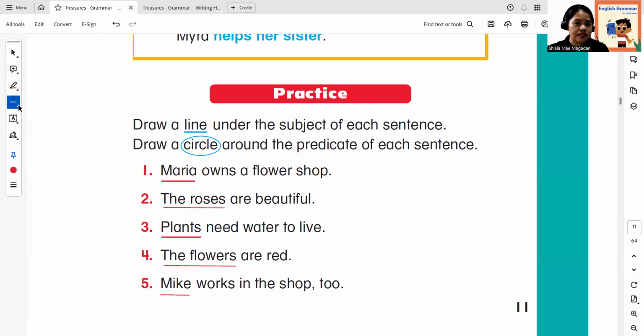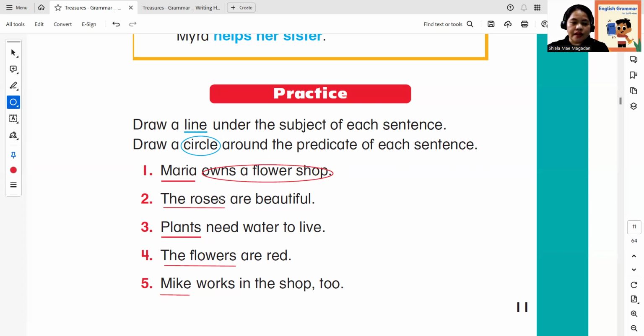The next instruction is draw a circle around the predicate of each sentence. So let's change it into a circle. What is the predicate? You remember what a predicate is? It contains a clause in a sentence. So this is the clause, owns a flower shop. That is the predicate. If we identify only the verb here, it's only owns. But the predicate is owns a flower shop.